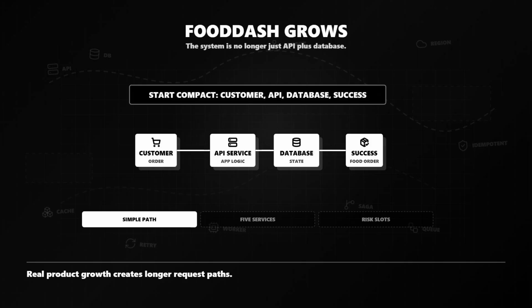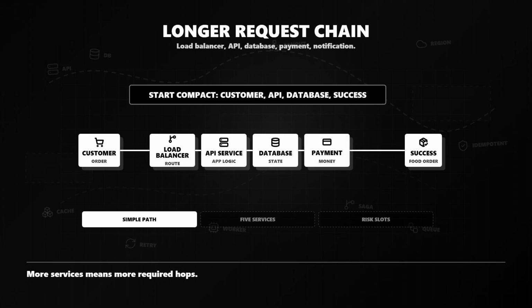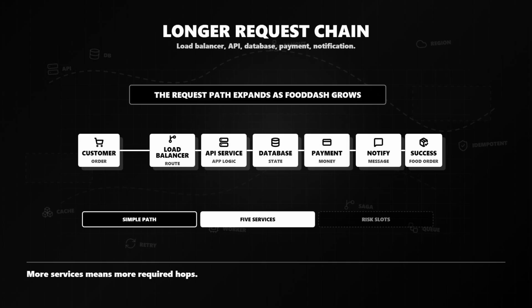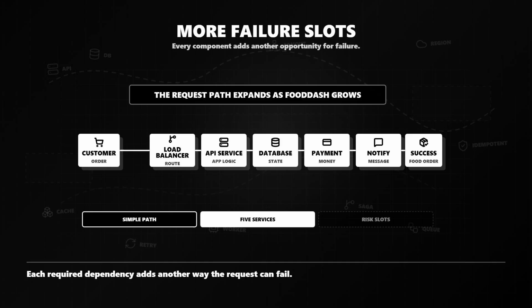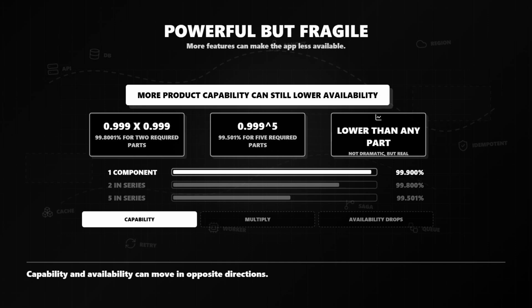So let's make this a little more realistic and see what happens as FoodDash grows. Because it's not just an API and a database anymore. We now have a load balancer, an API service, a database, a payment service, and a notification service. Suddenly, that request path looks a whole lot longer, doesn't it? And here's the scary part. Every single component we add introduces another opportunity for failure. Which leads us to a surprising and honestly kind of hidden discovery. As FoodDash adds more features, sure, it becomes a more powerful app, but it can actually become less available.